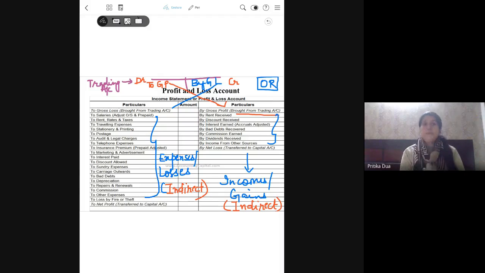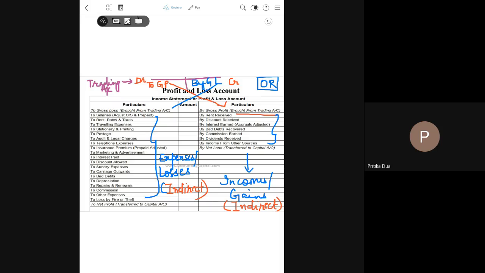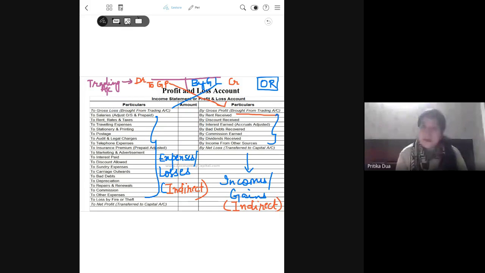Next is interest paid. Now say your business has taken a loan. Then if you are paying some EMI on the loan during the year, whatever total you have paid comes as an expense for the business. Discount allowed. अगर business किसी customer को discount दे रहा है तो business के लिए एक expense होता है. So that will come under discount allowed as an indirect expense.